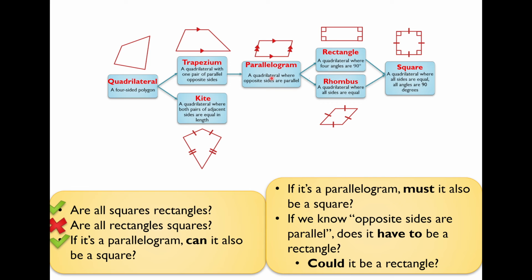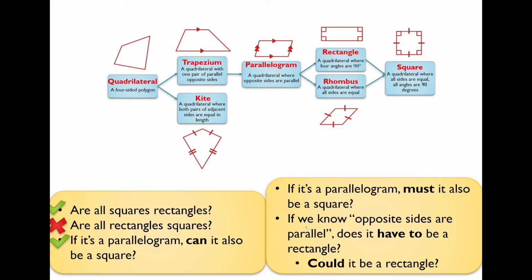If it's a parallelogram, does it have to be a square? Can you draw a parallelogram that is not a square? Well, if it's a parallelogram, it does not have to be a square. It could look like this. It might be a square if it's a parallelogram, but it doesn't have to be a square.